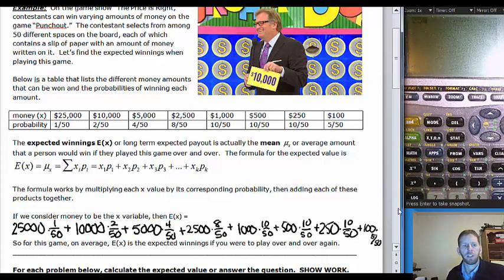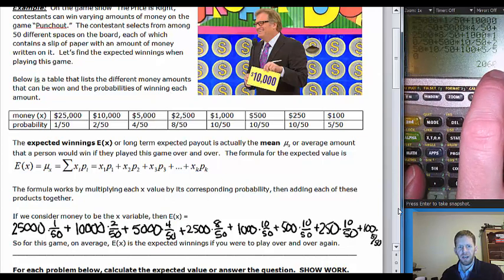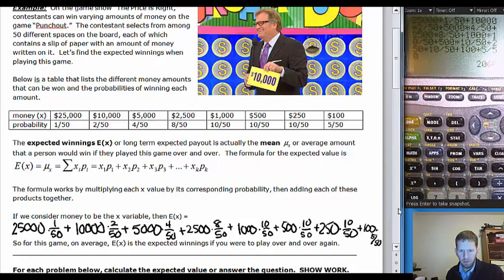So this is the formula that would crunch out the expected value, the expected winnings, the mean amount that a person would win if they played this game. We'll take a moment, type this into our calculator as well, and see what this final value is equal to. And the answer we get is $2,060. We'll write that value right underneath our answer right here. And for this game, on average, E of X is the expected winnings if you were to play over and over again. So if we were to continue to play this Punch-Out game, on average, we would win $2,060 per each draw.